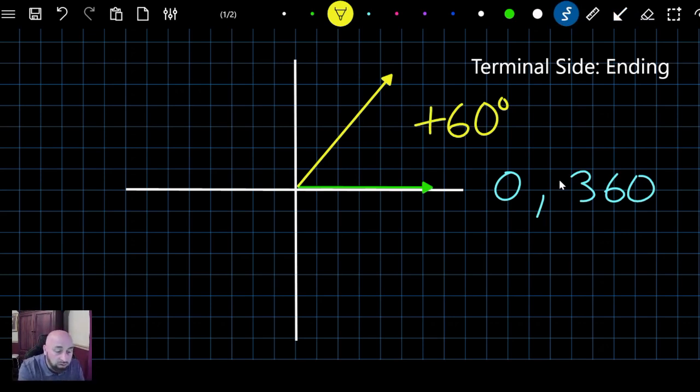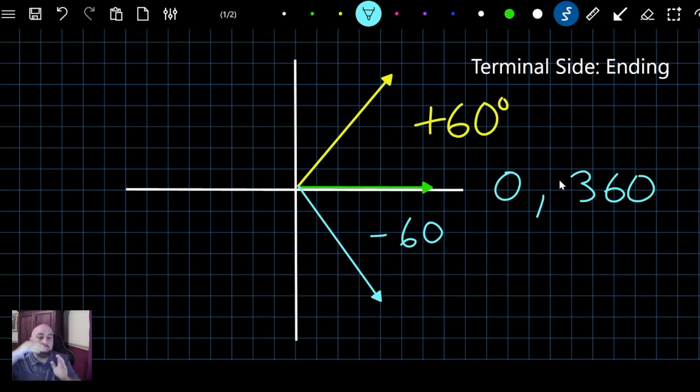We could also go down on this Cartesian plane, and we could have what's called a negative angle. Why is it negative? Because right now we're going in the negative direction. We're going down. And so I could open that up 60 degrees. And so this could be a negative 60-degree angle because I went down 60 degrees. Okay? So you can have positive angles, negative angles, and you can even go more if you want.